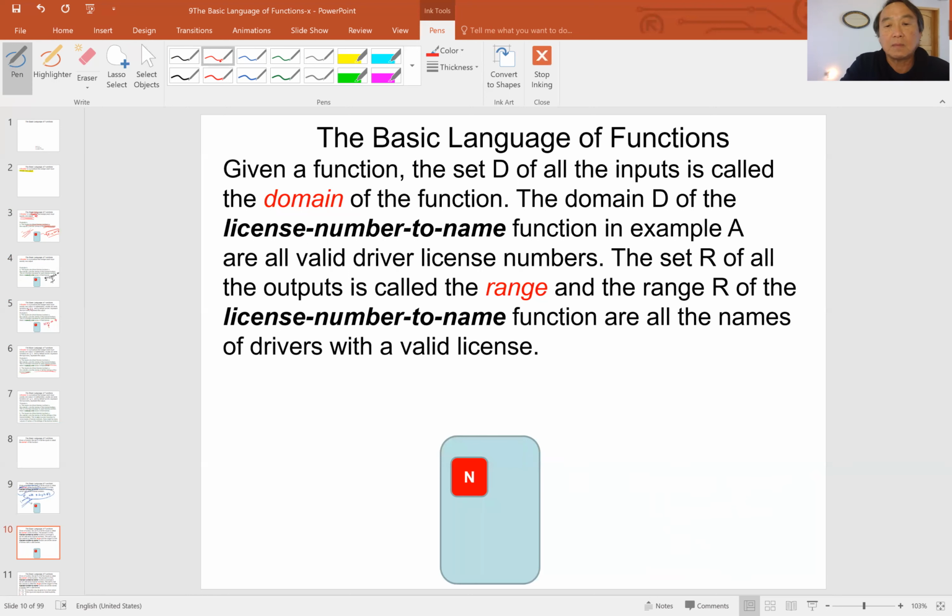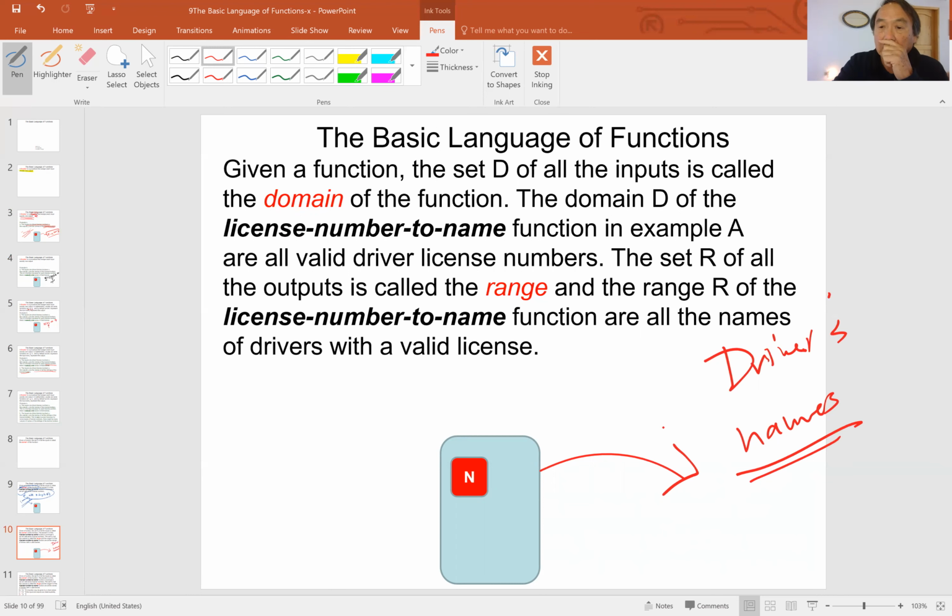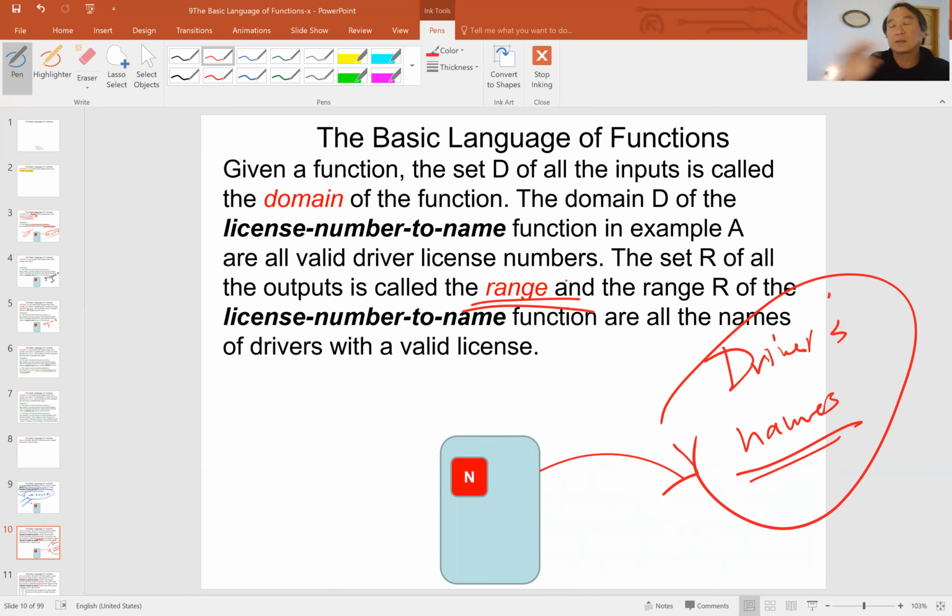Okay, now what comes out? It comes out names. What kind of names? All the driver's license holders' names, the ones that have a license. These we call the range. You can think of it as the target. This is where we wind up. This is the output.